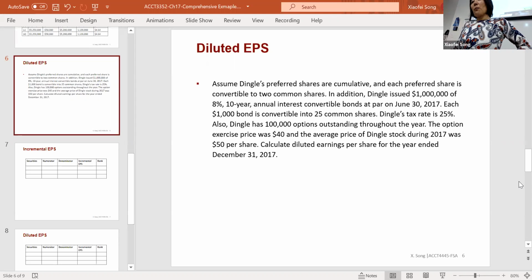Also, Dingo has 100,000 options outstanding throughout the year. The option exercise price was $40, and the average price of Dingo stock during 2017 was $50.